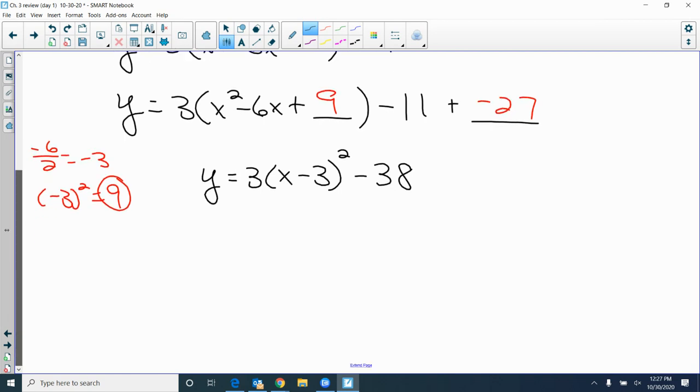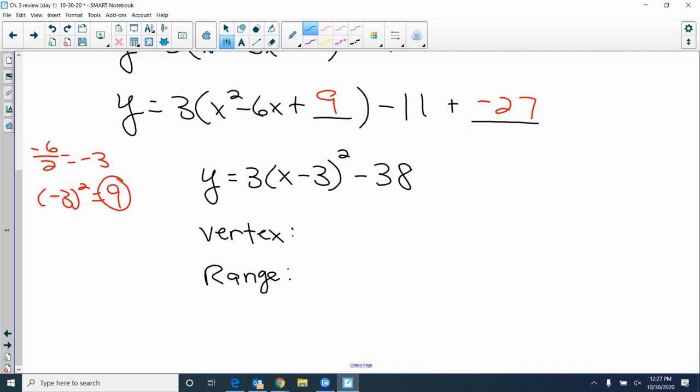Now from here, identify the vertex and identify the range. All right, see what you come up with. Identify the vertex. Question, Dominic?